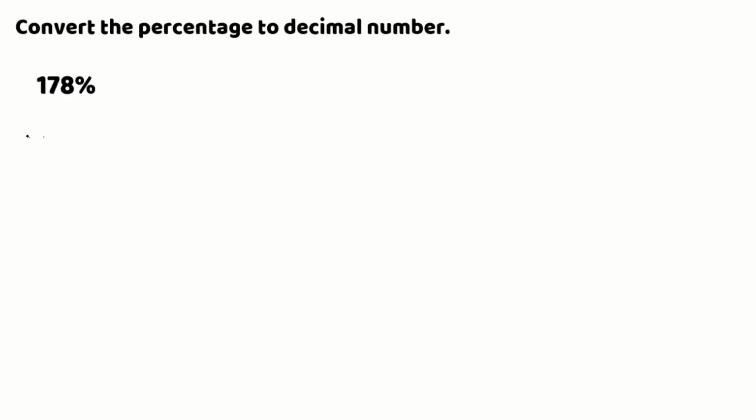Okay, so we're going to begin again by changing our 178% into a fraction with 100 in its denominator. And again, we're going to change this fraction 178 over 100 into a mixed number, because 100 can go into 178 once, and we'll have 78 hundredths remaining over.